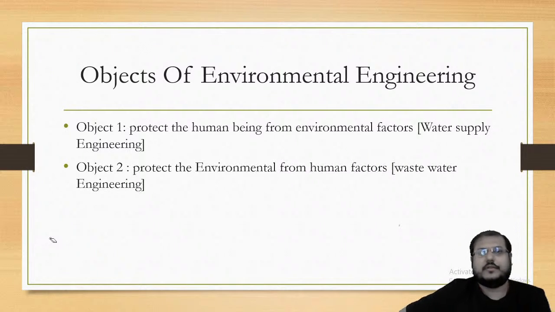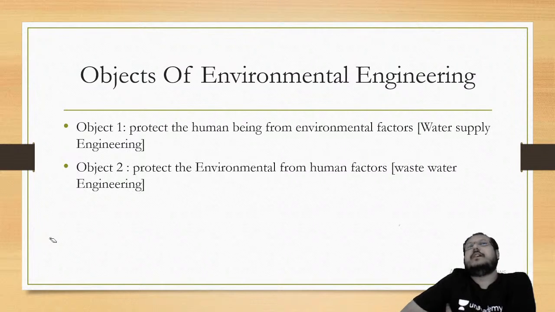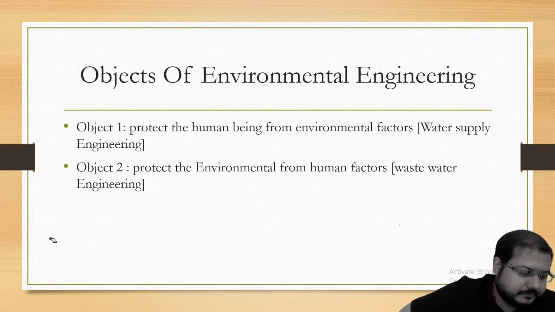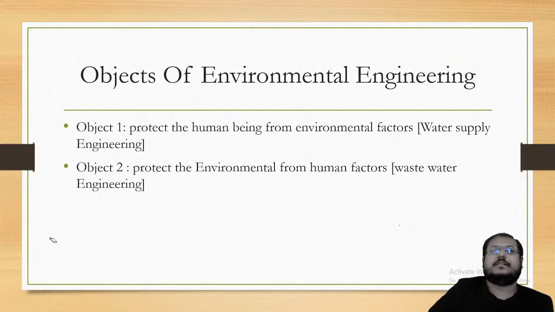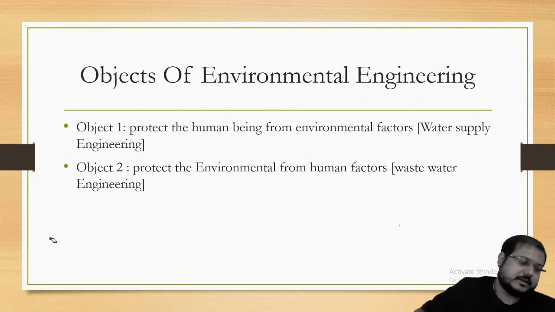Then we went to the objects of environmental engineering. We have explained that two objects are there. One is to protect human beings from environmental factors. Another is to protect the environment from human induced factors.